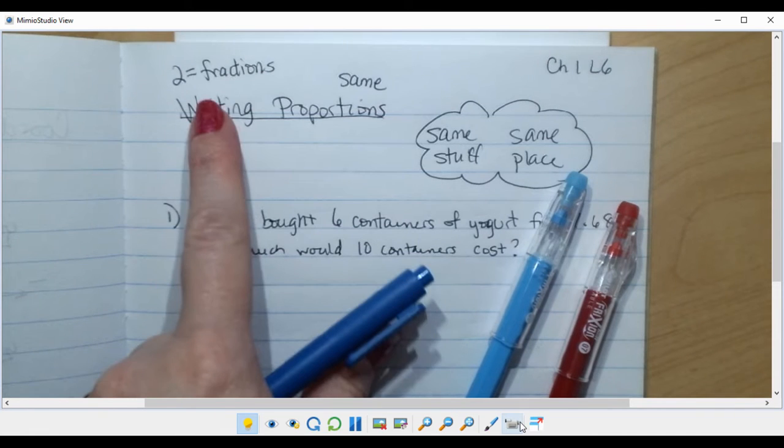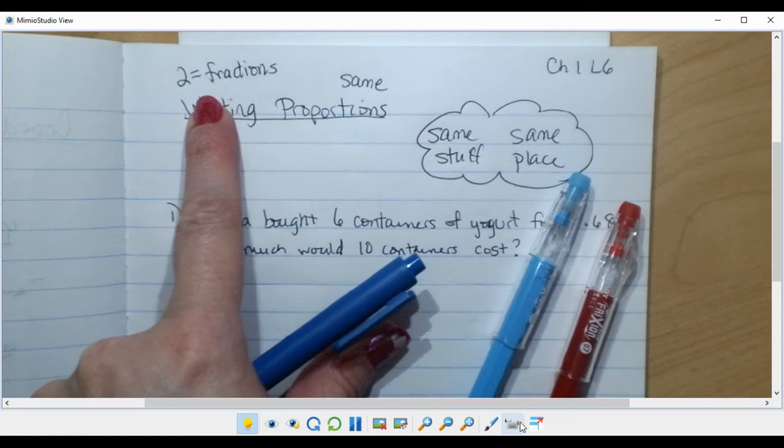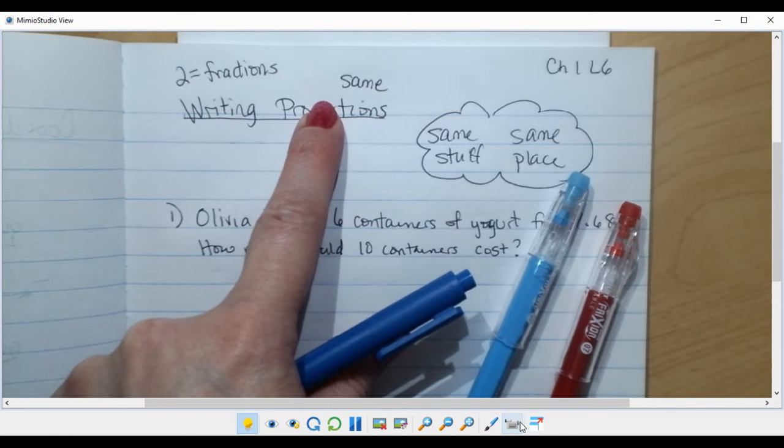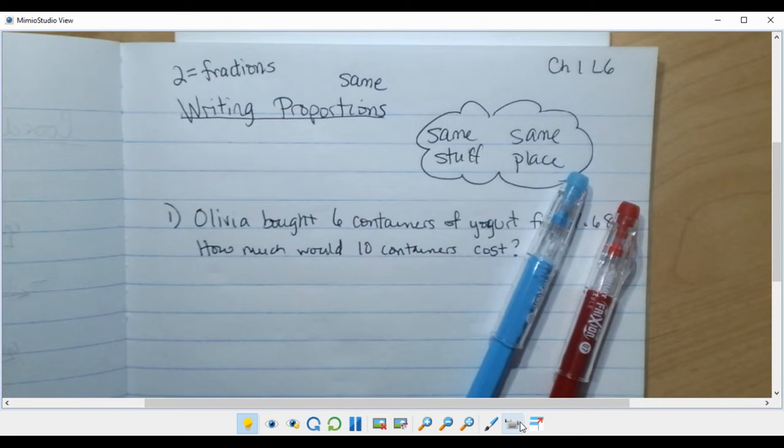A real quick reminder, a proportion is two equal fractions. And we know that they have the same thing, the same relationship, the same amount of change. When we start talking about things being proportional, that word same comes up a lot. Okay, a lot of times we're talking about a smaller group leading to a bigger group, or a smaller piece and a bigger piece, but the relationship between things is the same.